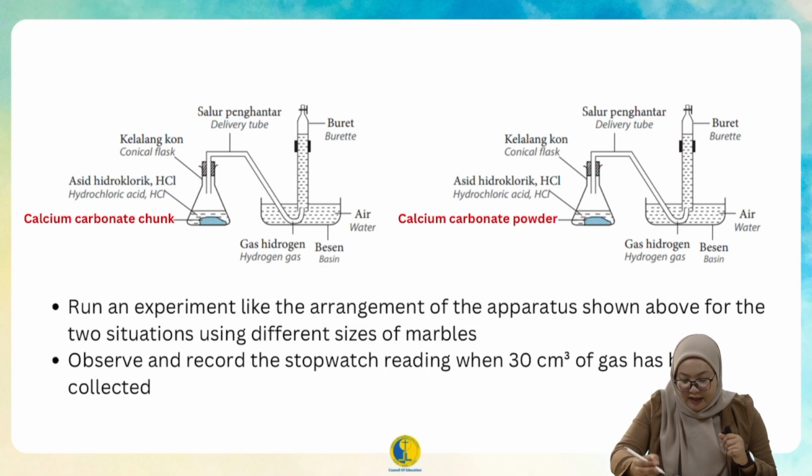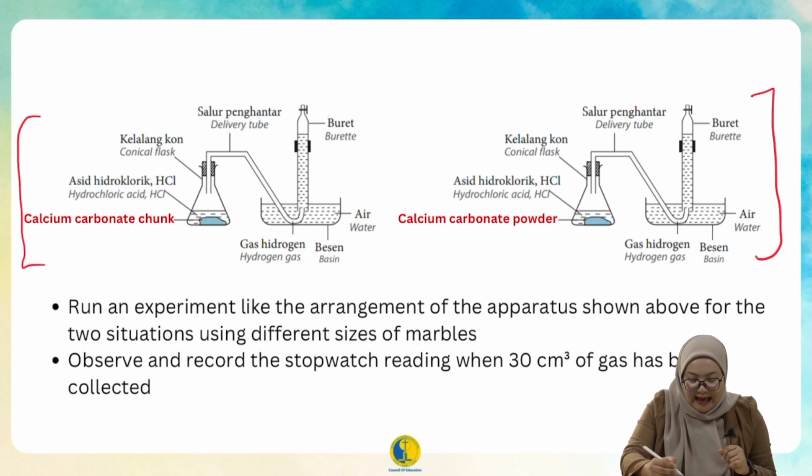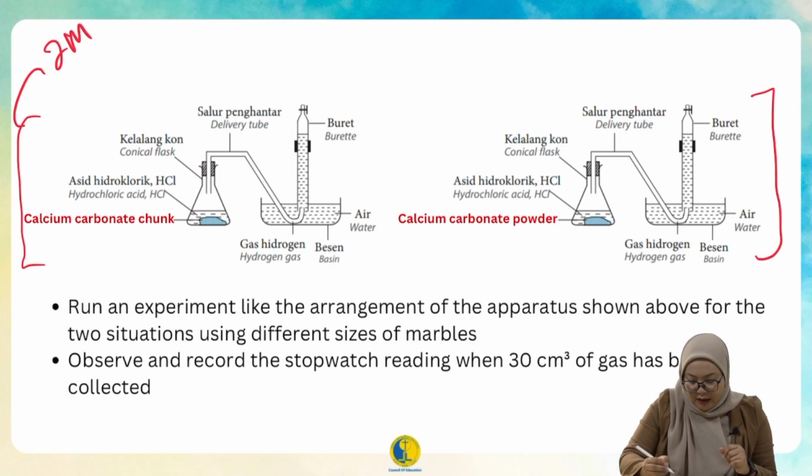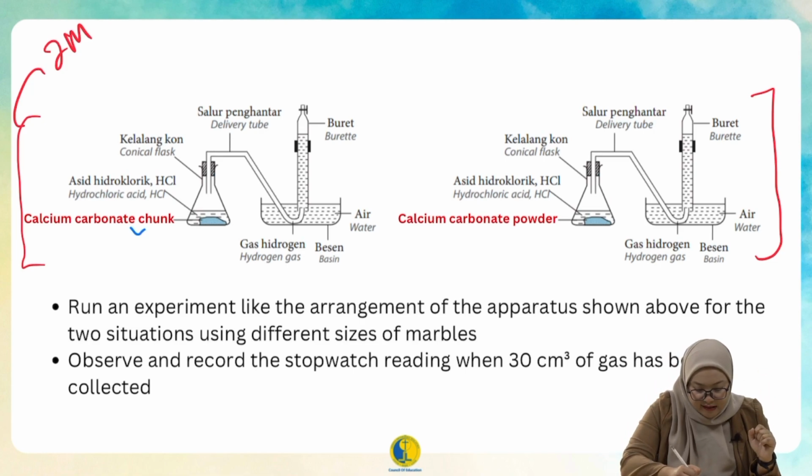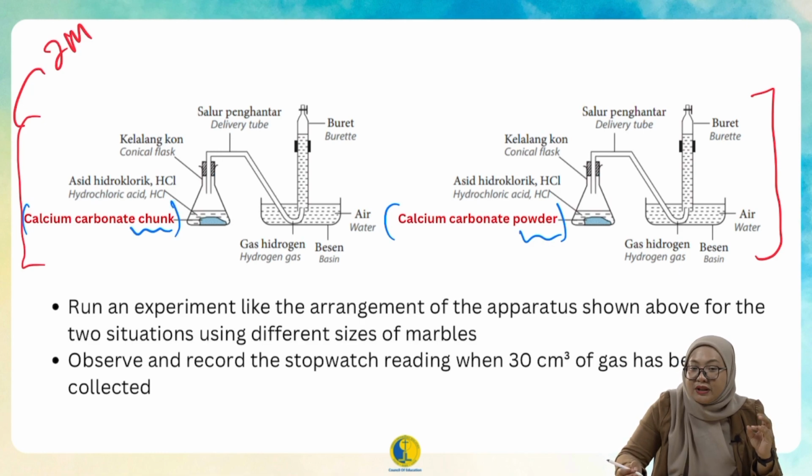So what can you do? Draw. If you draw the diagram itself, you can get 2 marks. See, at least 3 labels; you don't necessarily have to label everything. This is calcium carbonate chunk or lump. This is the calcium carbonate powder. As long as you put 2 drawings showing 2 sizes of calcium carbonate that indicate the manipulated variable, you get 2 marks there.